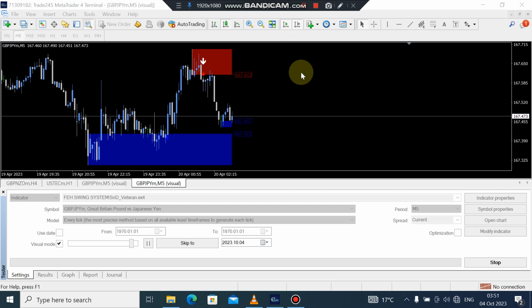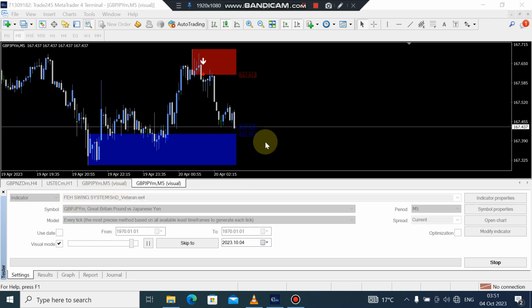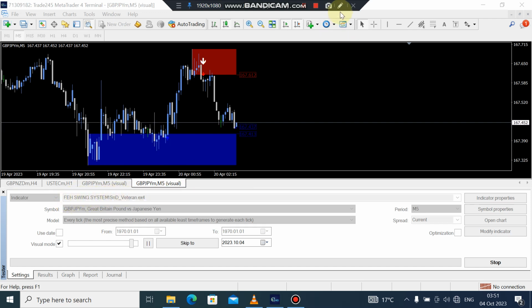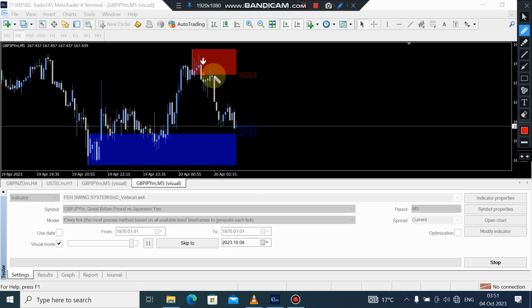Okay guys, this is my system, the fair swing system. As you can see here, it is the fair swing system. I want you to focus on this arrow here. As you can see, I'm backtesting it.